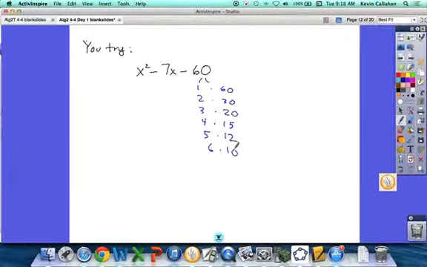And the bigger number is negative because it adds up to a negative number. So which one of these is our 2 factors? 5 and negative 12. Right, so x plus 5, x minus 12.